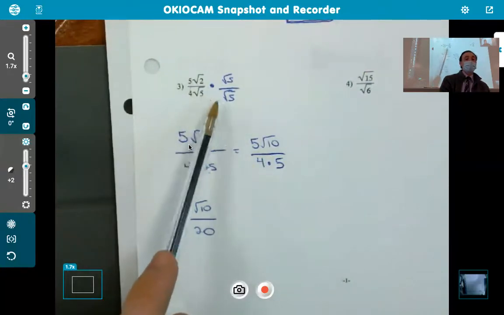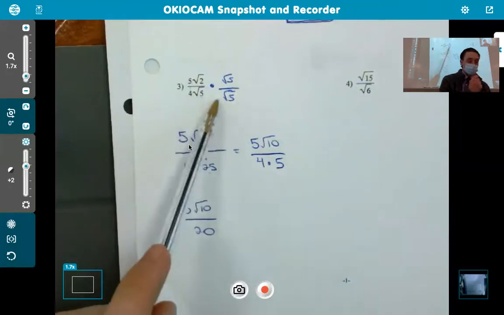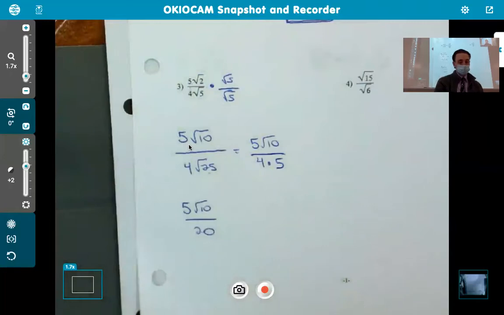In fact, every time that you multiply a radical by itself, like the same radical, it's just going to give you whatever that number is inside. All right, so you don't really need to show this. If you do, no worries, but if you want to skip some steps, you can.